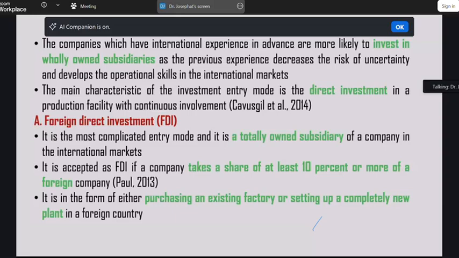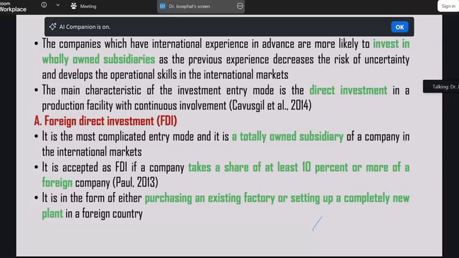As the previous experience decreases, the risk of uncertainty and operational risk increases in the international market. Wholly-owned subsidiary, kwamba yeye katika international market anakuja kumnunua yule mdogo aliyeko ndani ya nchi ambayo anataka kuinvest, anamnunua na kwa pati yake. So anaanza kuzalisha bidhaa kule ndani ya ile nchi na whatever. So the main characteristic of this investment entry mode is direct investment in a production facility with a continuous improvement.